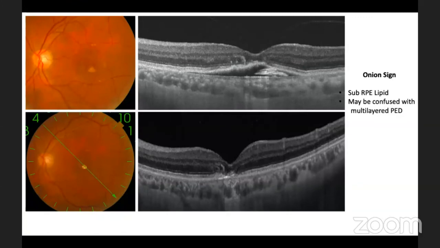The next sign is something known as the onion sign. It is clinically seen as something similar to hard exudates, but it tends to be deeper, a yellow material in the sub-RPE space. When you do an OCT through it, what you get is onion peel-like linear hyperreflective bands. Some people believe that it is nothing but sub-RPE lipid, and over a period of time with treatment it tends to resolve, though very slowly.